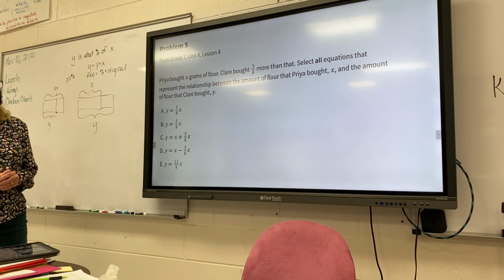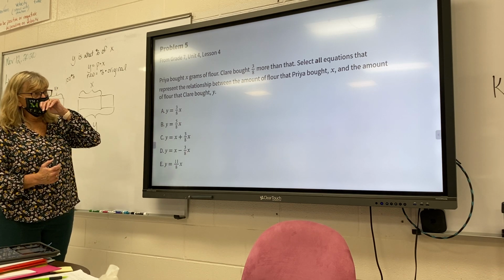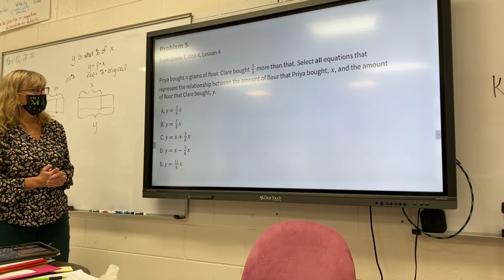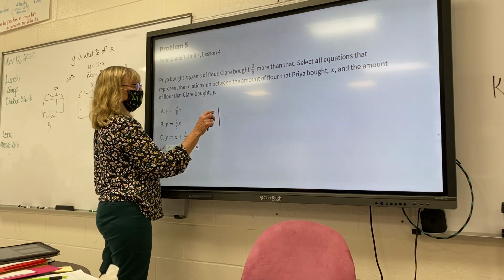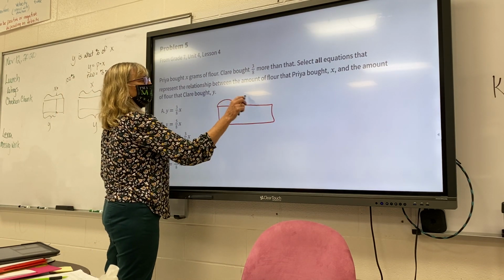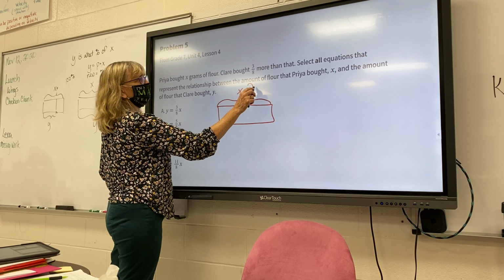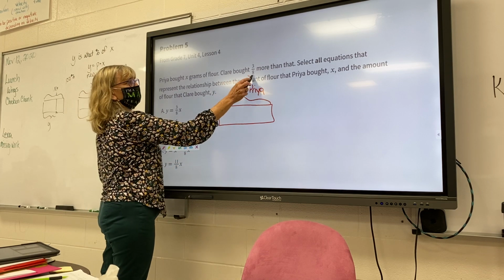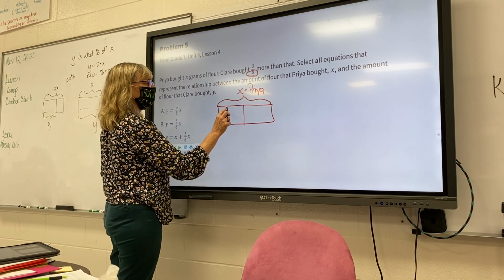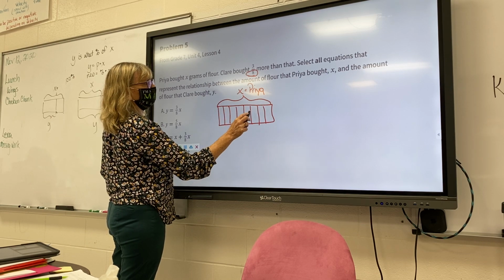Priya bought X grams of flour. Claire bought 3/8 more than that. Select all the equations that represent the relationship between the amount of flour that Priya bought, X, and the amount of flour Claire bought, Y. I'm going to do a tape diagram. This is X, and X is Priya. What am I going to split this up into? Eighths. 1, 2, 3, 4, 5, 6, 7, 8.